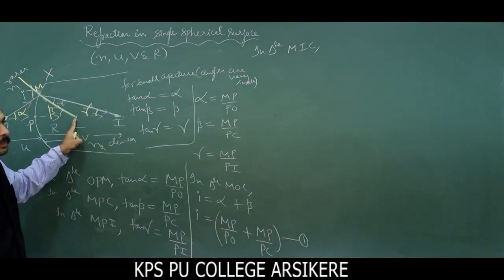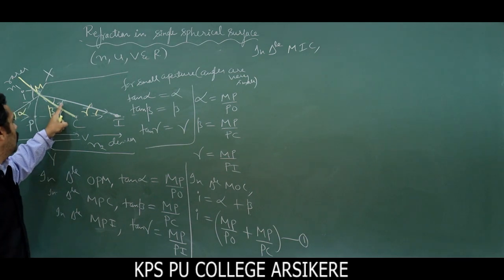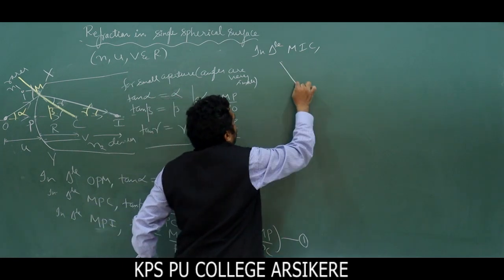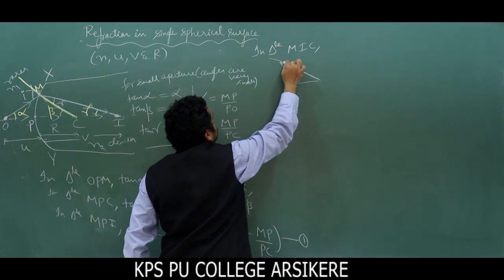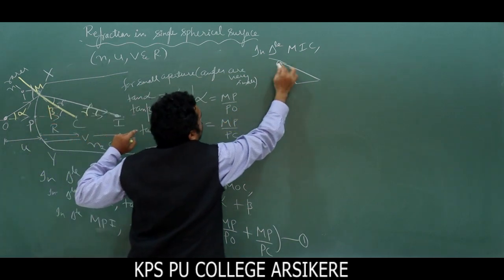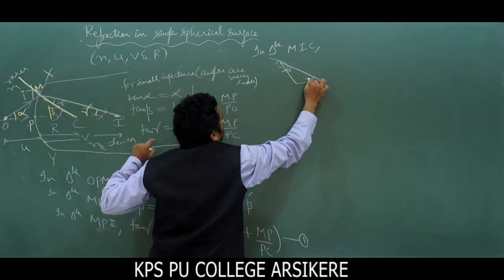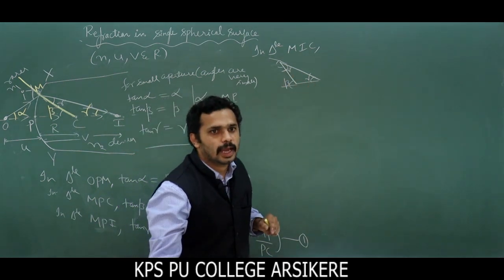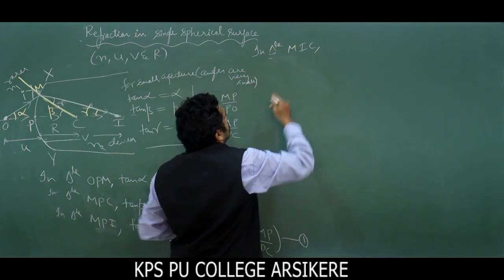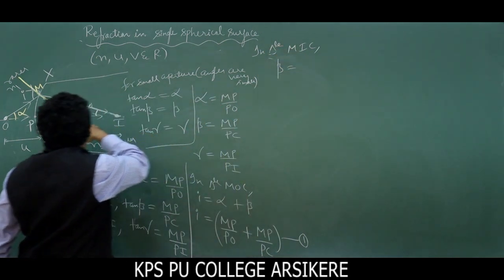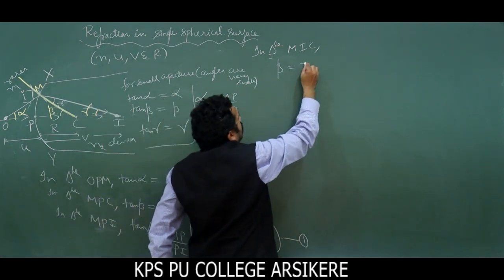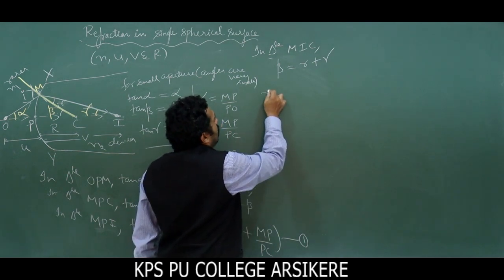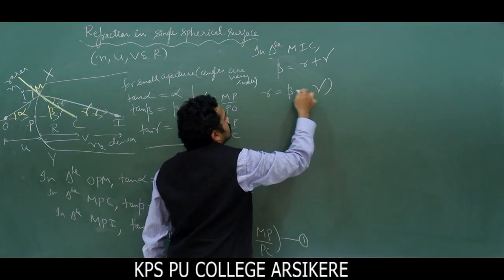In this triangle, beta is the exterior angle, R and gamma are the interior opposite angles. This is the triangle MIC. Suppose this is the interior angle R, this is gamma, this angle is beta. Beta is equal to R plus gamma. Is it clear? Beta, the exterior angle, is equal to the sum of the interior opposite angles, R plus gamma. Take gamma to the left hand side: R is equal to beta minus gamma.